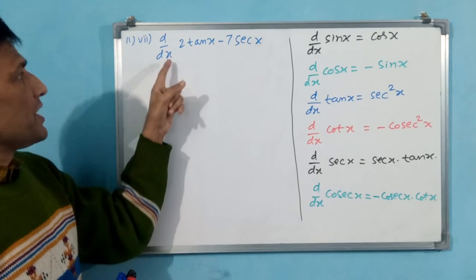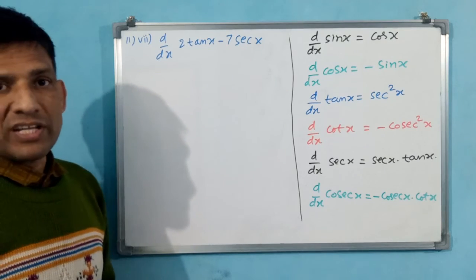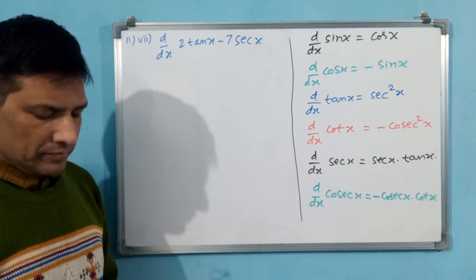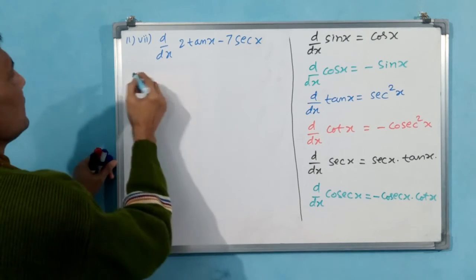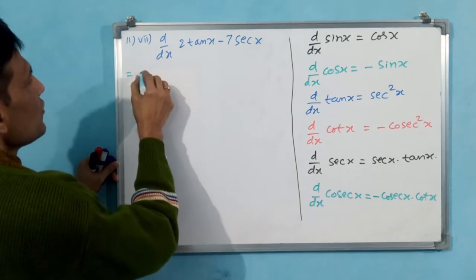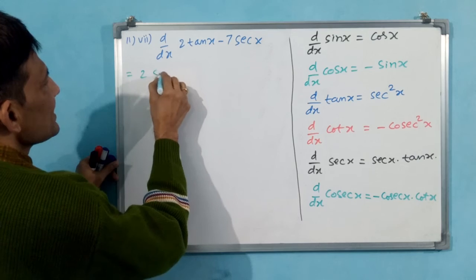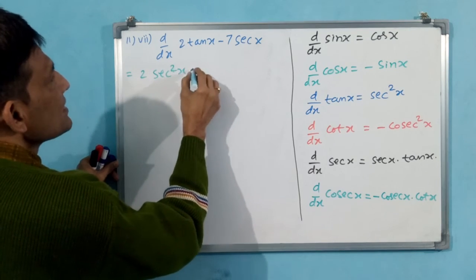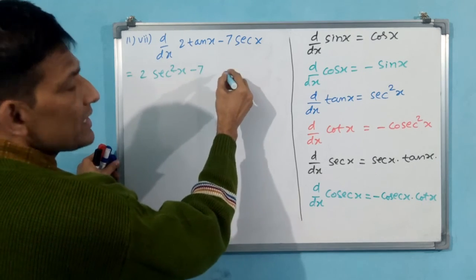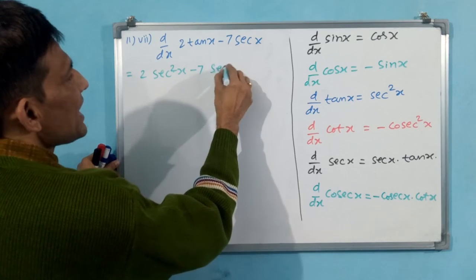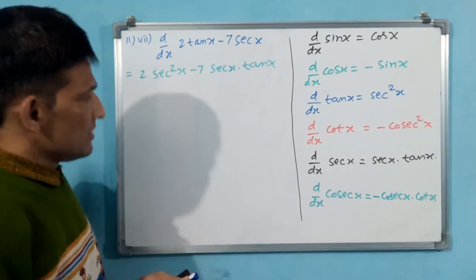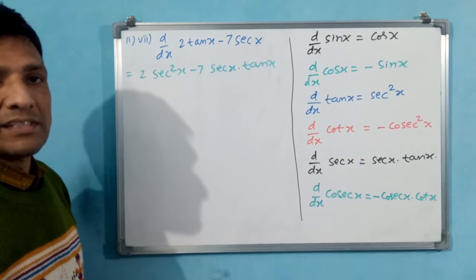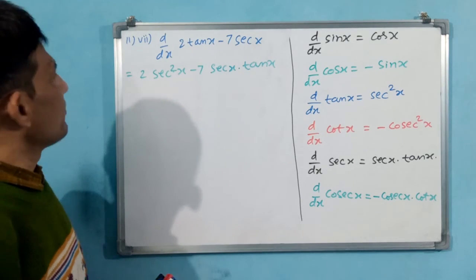Seventh part, d by dx of 2 tan x minus 7 secant x. Okay, let us write it, because we are having all these here only. That is equal to 2 d by dx of tan x, which is secant square x, minus 7 d by dx of secant x, which is secant x tan x. Okay, that's all. This is the answer for your seventh part.